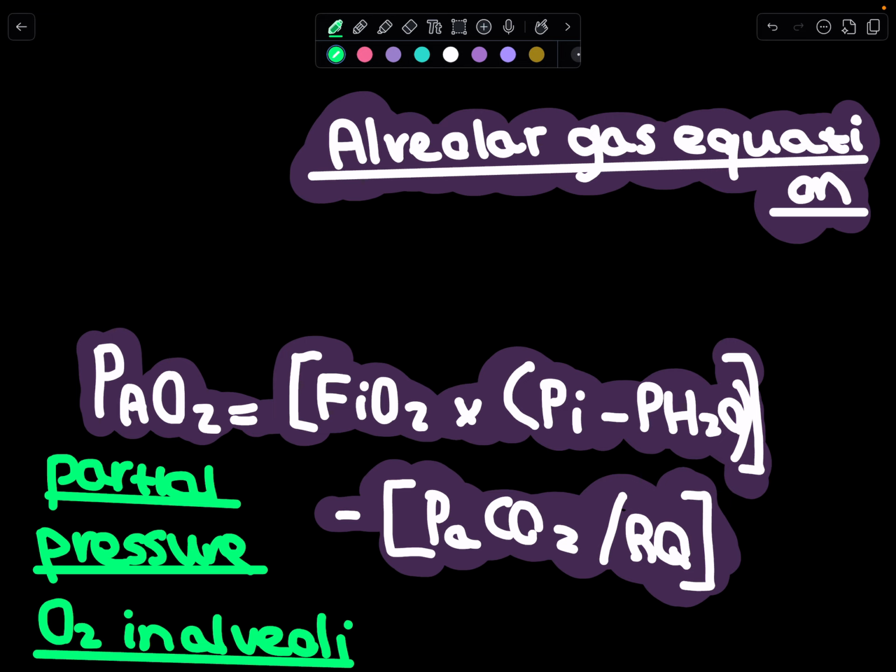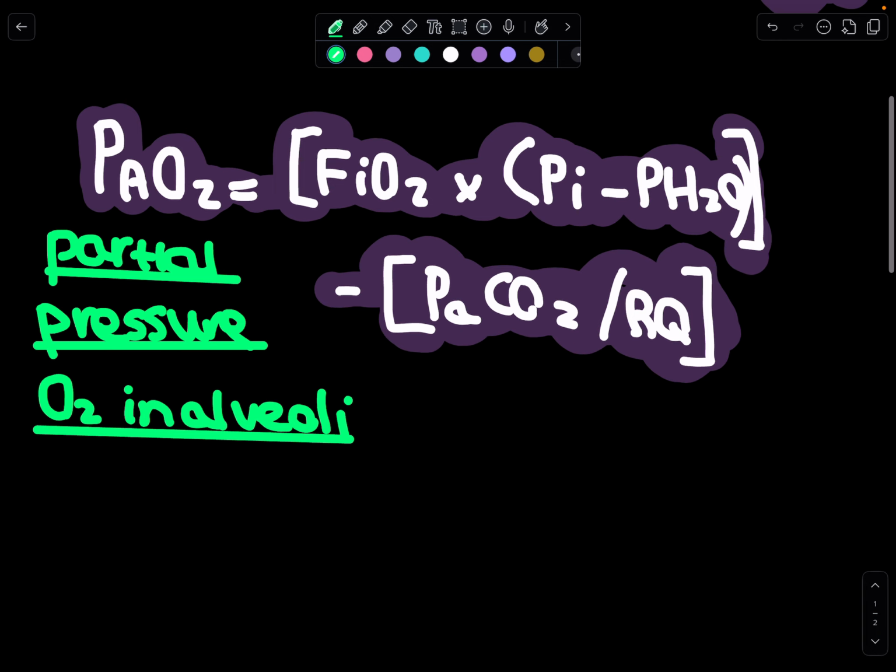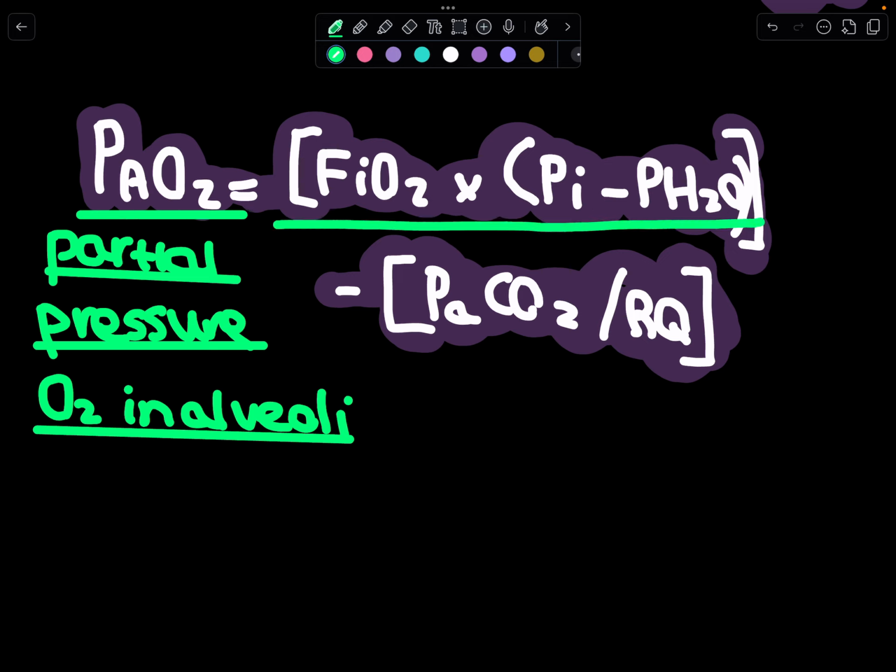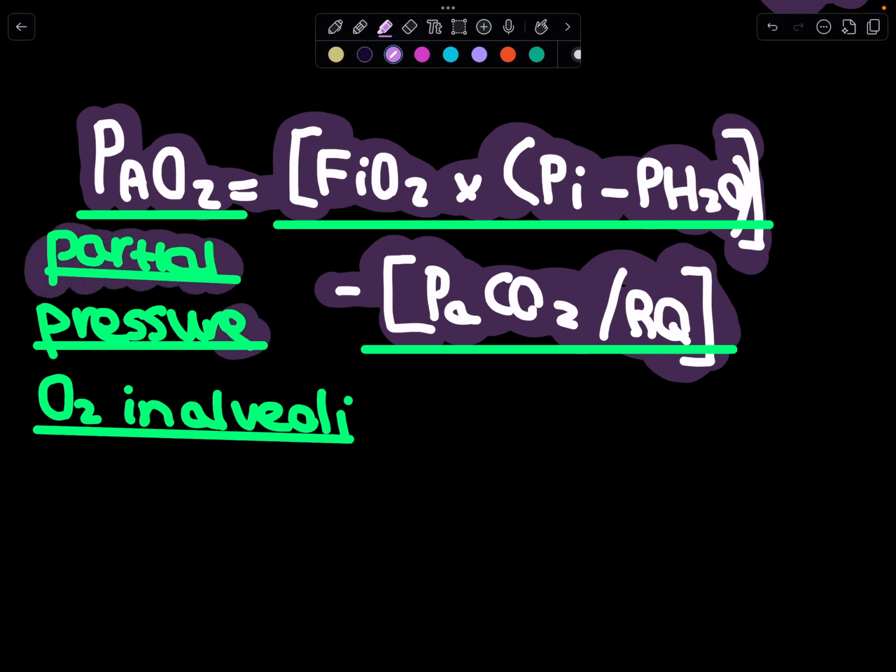For example, since oxygen is 21% of air, FiO2 is 0.21, and its partial pressure in inspired air before it hits the lungs is roughly 0.21 times 760, which is about 160 millimeters of mercury. But in the lungs, water vapor and other factors tweak this number, which is where the alveolar gas equation comes in. Want me to tie this back to the equation or keep digging into pressure?